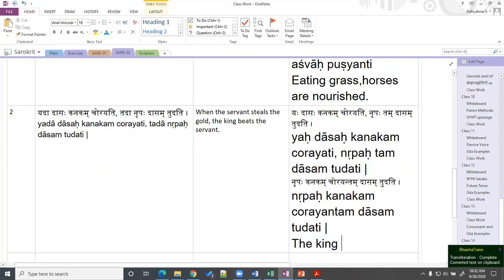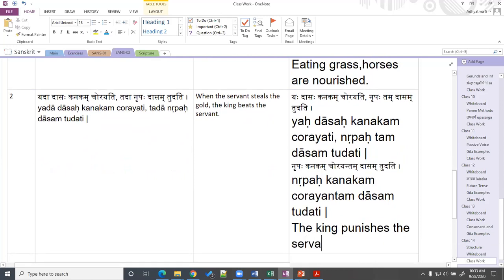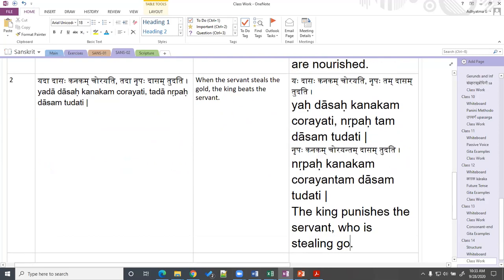The king punishes the servant stealing gold. Or generally in English, because the participle is not always the most preferred way to write, sometimes you may have to say servant who is stealing gold, who steals the gold.